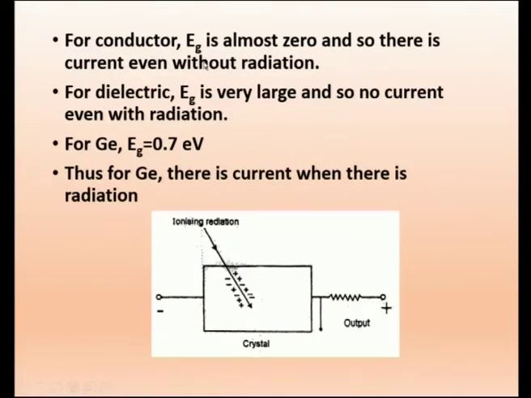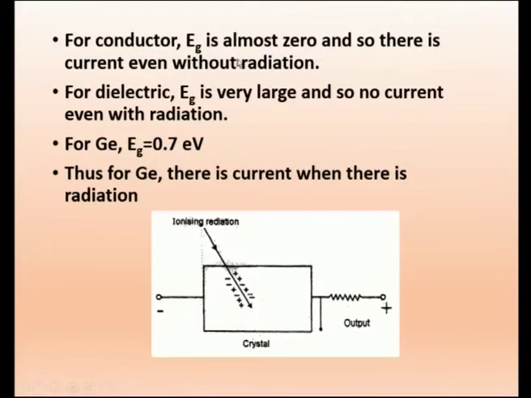So for a conductor, EG is almost 0, as we have just explained, and so there is current even without radiation. Suppose you take a metal connected to a battery. Our aim is to find out the radiation, but even without any radiation, this metal will give current. So there is no point in using that. Therefore it becomes useless as a detector of radiation.